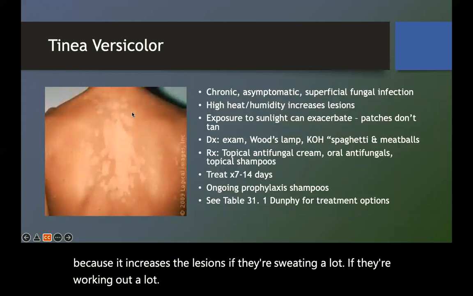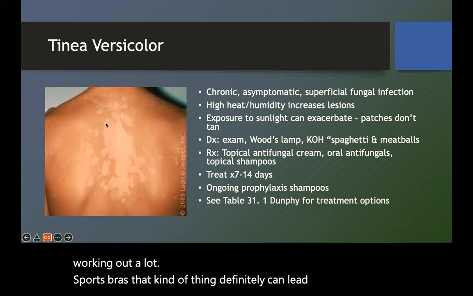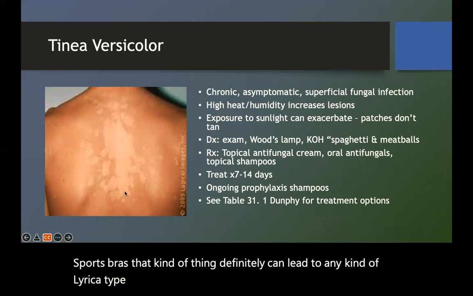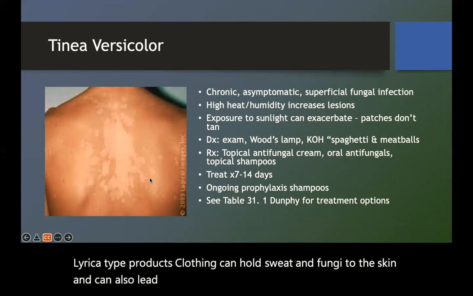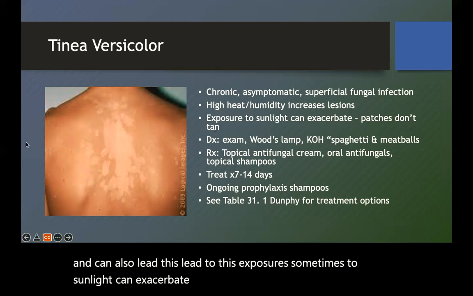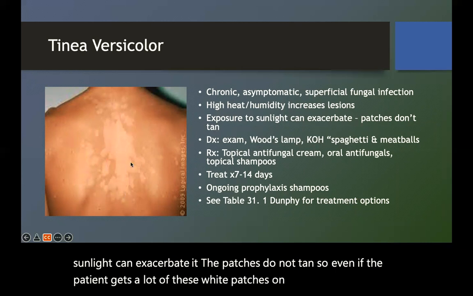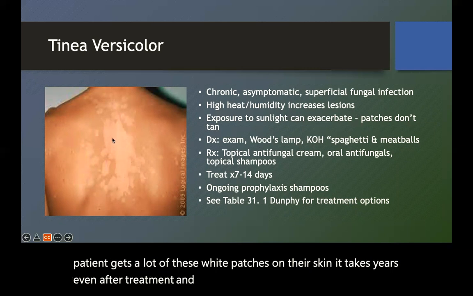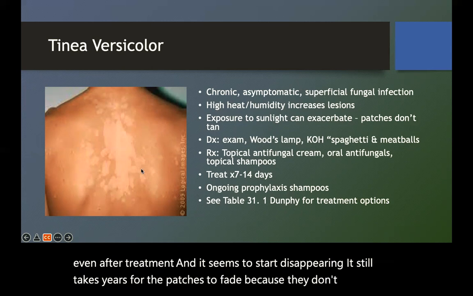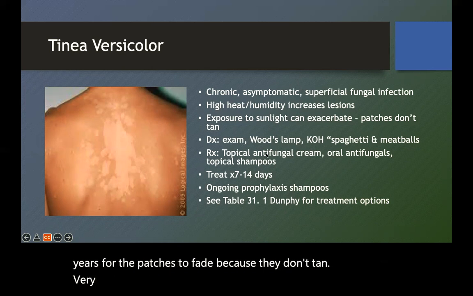sports bras, that kind of thing definitely can lead to this. Any kind of Lycra type products, clothing can hold sweat and fungi to the skin and can also lead to this. Exposure sometimes to sunlight can exacerbate it. The patches do not tan. So even if the patient gets a lot of these white patches on their skin, it takes years, even after treatment, and it seems to start disappearing, it still takes years for the patches to fade because they don't tan very easily. You diagnose it with an exam, Wood's lamp, or KOH.